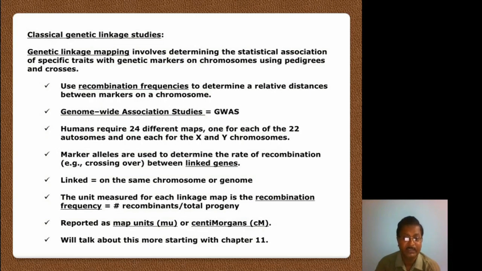For example, crossing over occurs between the linked genes. Linked means on the same chromosome or on the same genome. So the unit which is used or measured for each linkage map is recombination frequency. That is nothing but recombinants divided by total progeny. This is reported as map units, MU, or centimorgans, cM.